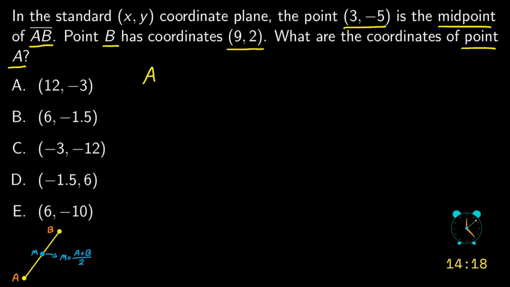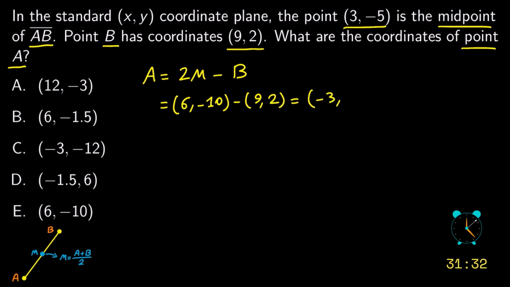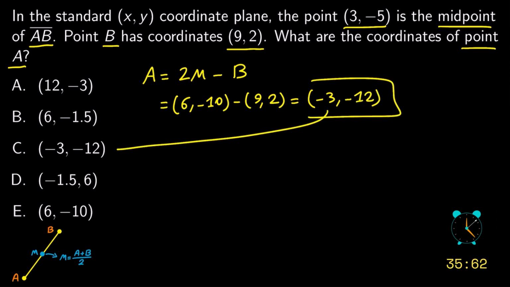Using the rearranged formula for point A, we get A equals 2 times M minus B, which gives us 2 times M, which is (6, -10), minus B, which has coordinates (9, 2). That gives us 6 minus 9 is -3, -10 minus 2 is -12, and that's it. The answer is C. Great.